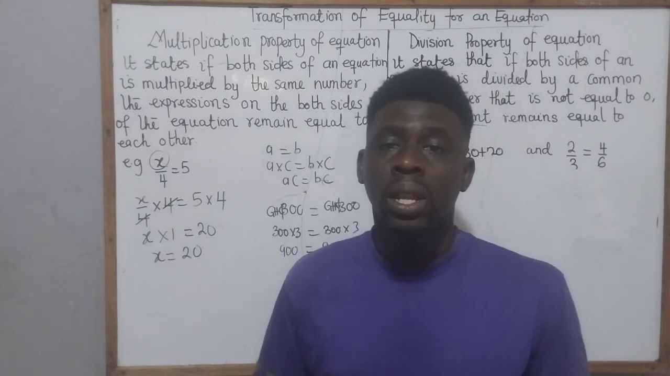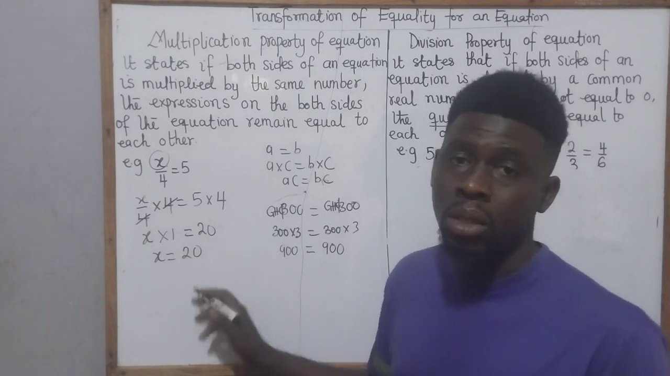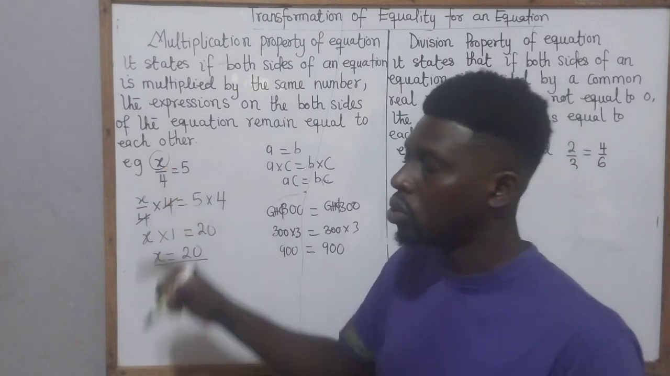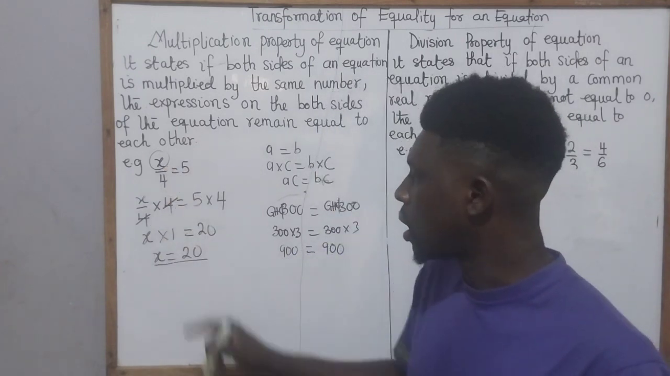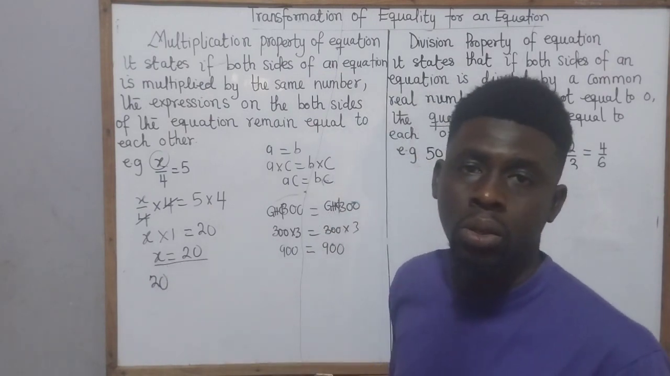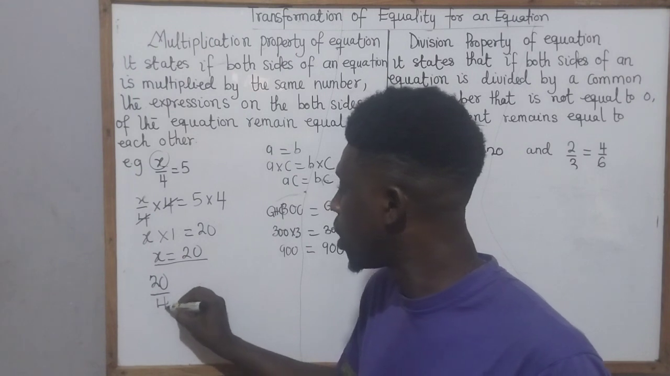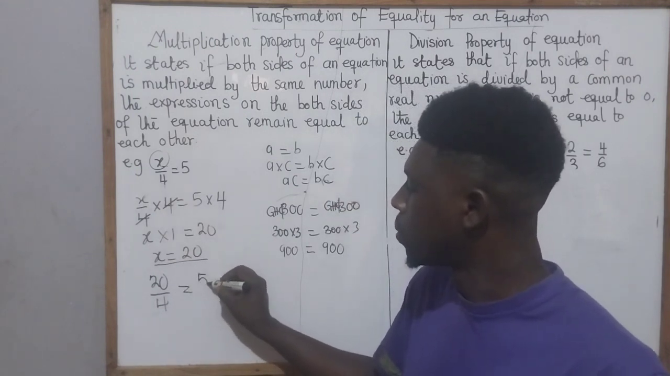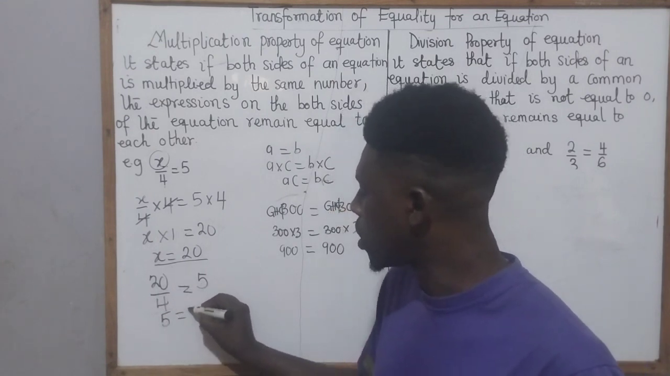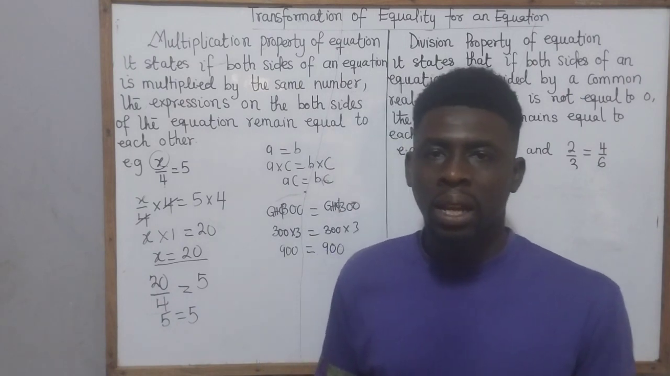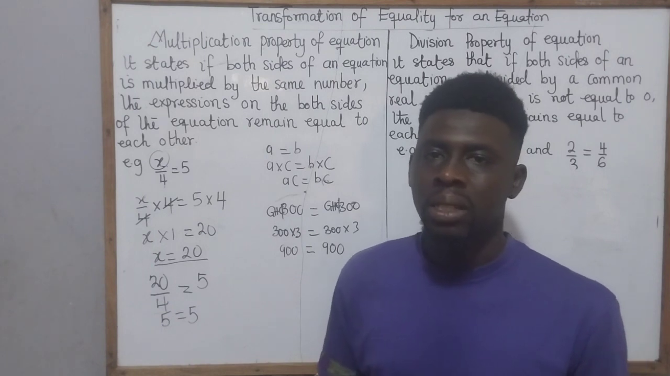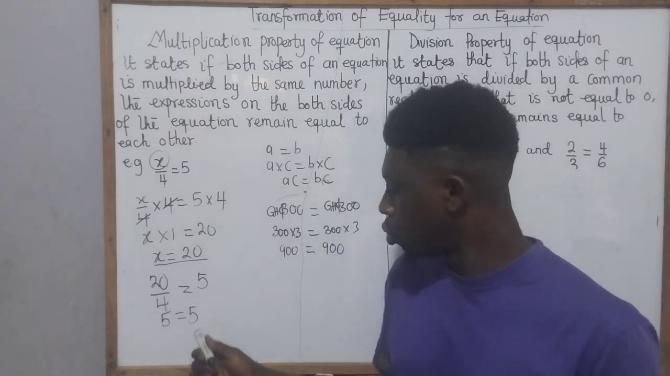Now let's check whether it is really true that x is equal to 20. For us to do that, we substitute this into the initial equation. That is, instead of x, I'm replacing x with 20, since x is equal to 20, all over the 4, which is equal to 5. 4 goes into 20 5 times, which is equal to 5. So you realize that both sides of the equation remain the same. That is, the equality is still true.